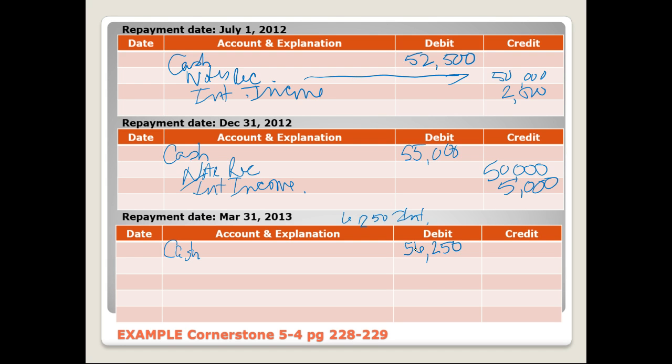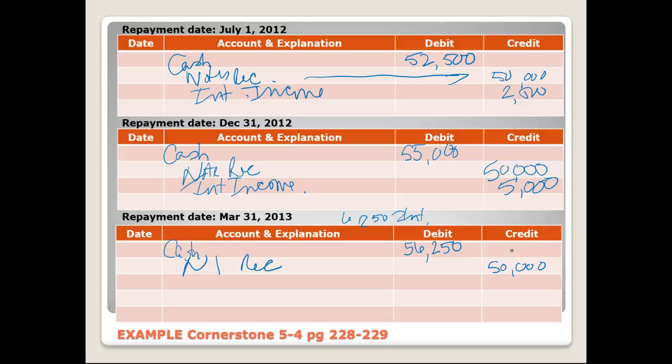Now, how do we break down that $56,250? Once again, you know that the only way to account for it, having a little trouble with our pen here, it's just erasing itself. We're going to have a debit to note receivable, always of the principal amount, $50,000. We never change the principal amount, which means when we go to clear notes receivable, it's always a credit for the principal of $50,000.